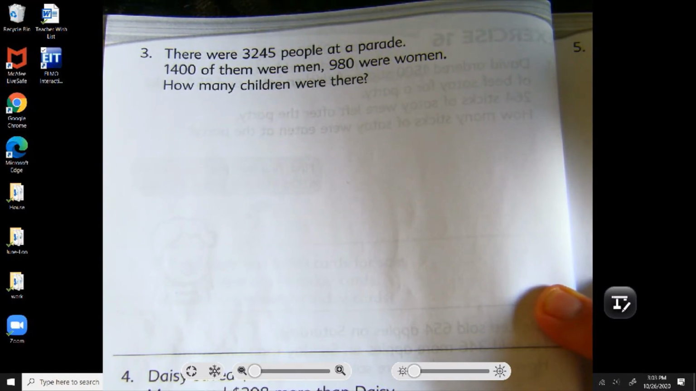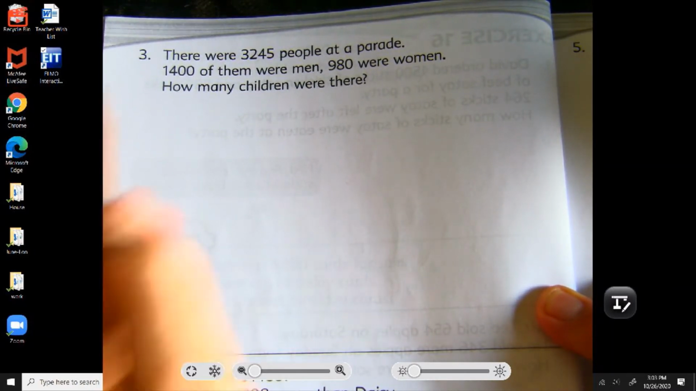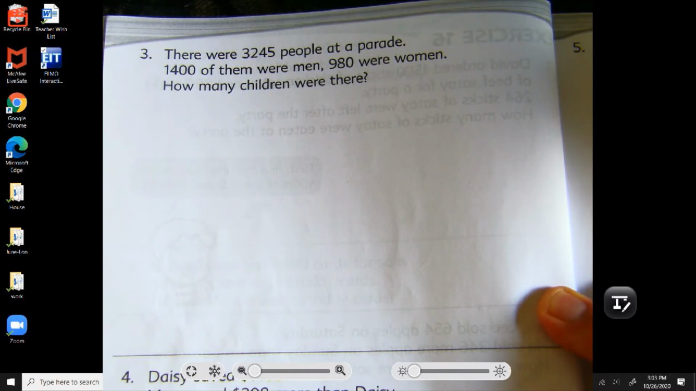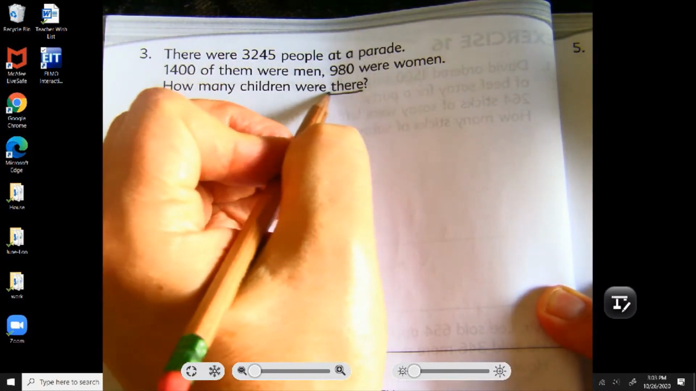So step 1, we need to read the problem. There were 3,245 people at a parade. 1,400 of them were men. 980 were women. How many children were there? So, do you remember what we do first after we've read the problem? Right, we underline the question. So, how many children were there?